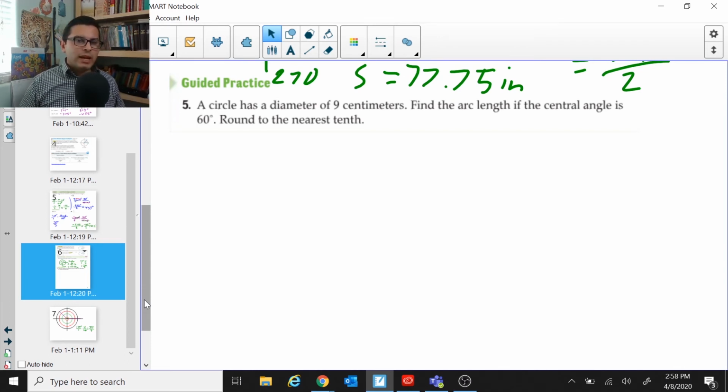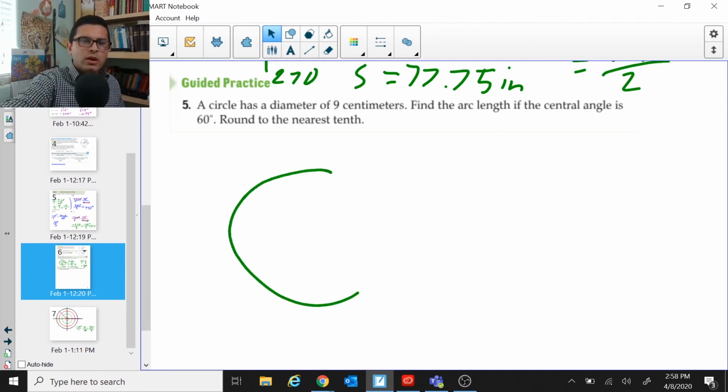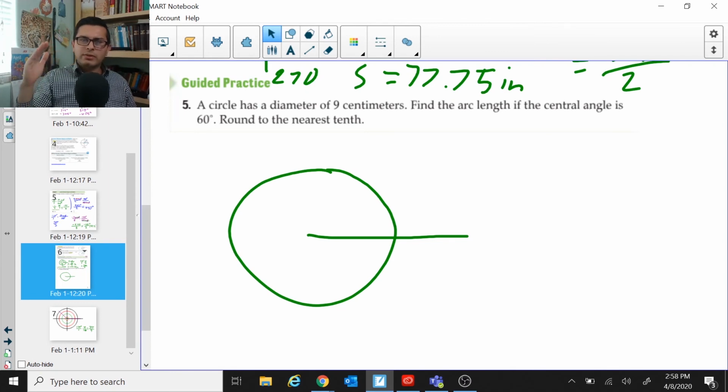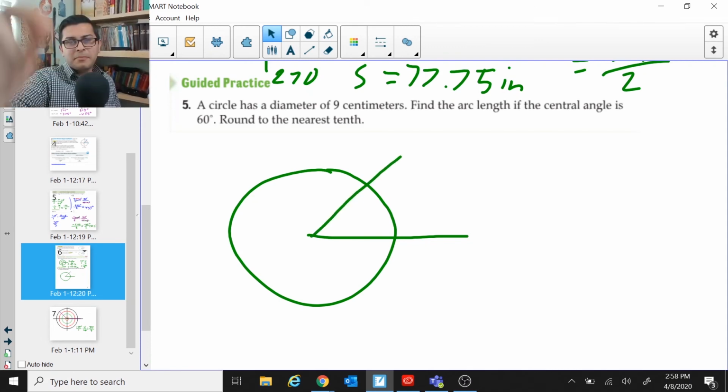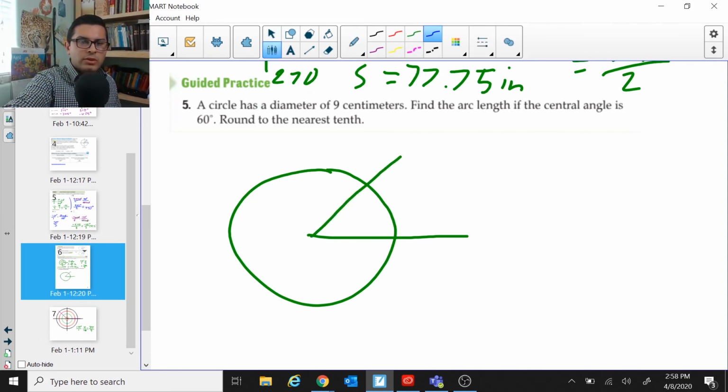A circle has a diameter of 9 centimeters. Find the arc length if the central angle is 60 degrees. Round to the nearest tenth. So let's give this a shot. We're going to draw a circle and the central angle is going to be 60 degrees. We know a straight up and down line is going to give us 90 degrees, so 60 is going to be somewhere less than that. So we'll say there-ish. We'll mark that as 60 degrees.